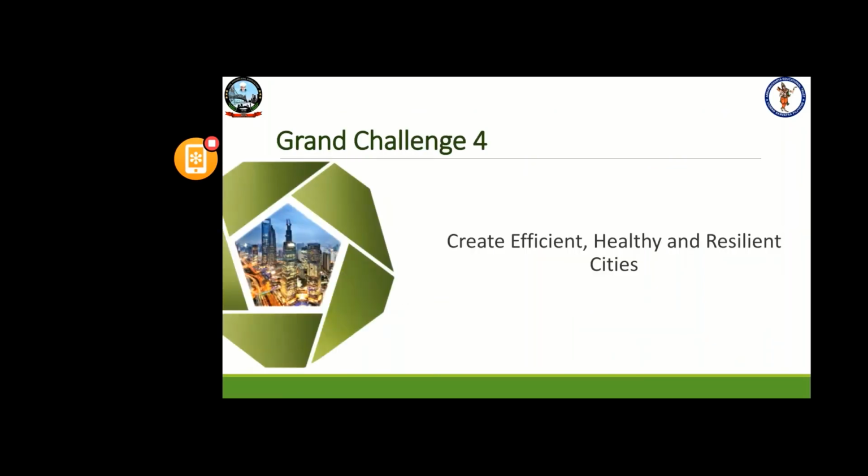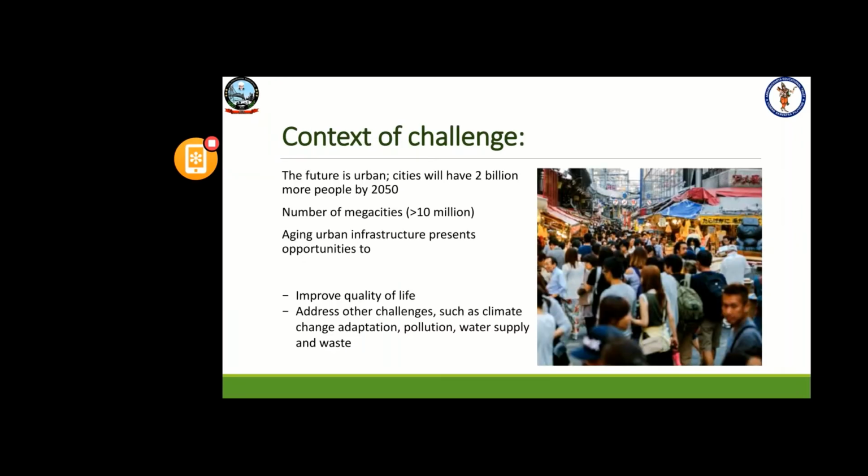The challenge 4 we had: create efficient, healthy and resilient cities. This context can be addressed. The future is urban only. Day by day, the living lifestyle is changing. Everyone is going for modern lifestyle, modern habits, modern culture, modern education. Hence, the future is urban, and cities will have 2 billion more people by 2050. The number of mega cities with more than 10 million people is expected to grow.